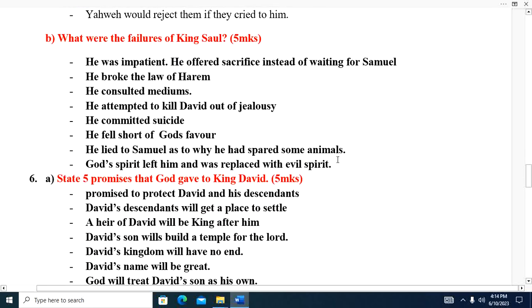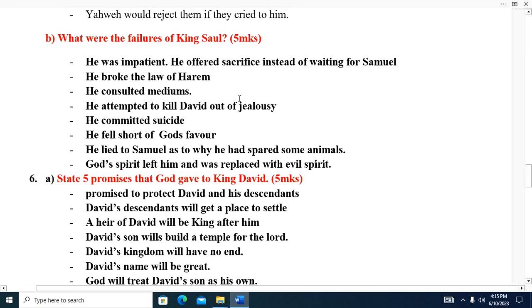We have the next question. What were the failures of King Saul? He was impatient. He offered sacrifices instead of waiting for Samuel.